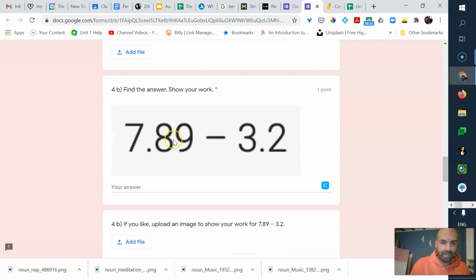So I have 7 and 89 hundredths minus 3 and 2 tenths. Well, I mean, that looks pretty straightforward, right? All of these digits are greater than these digits. I know there's a 0 here. So I could just say 7 and 89 hundredths minus 3 and 20 hundredths if I wanted to, equals 4 and 69 hundredths. Again, for this reason, this is showing the work. If you uploaded a file, super.